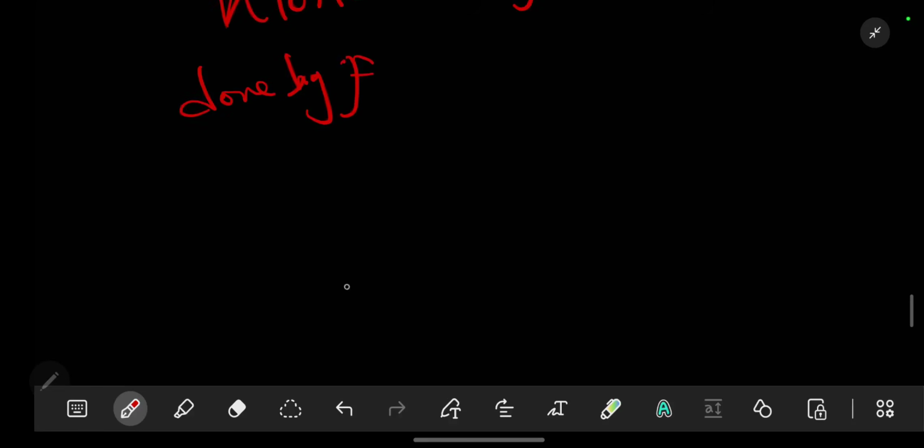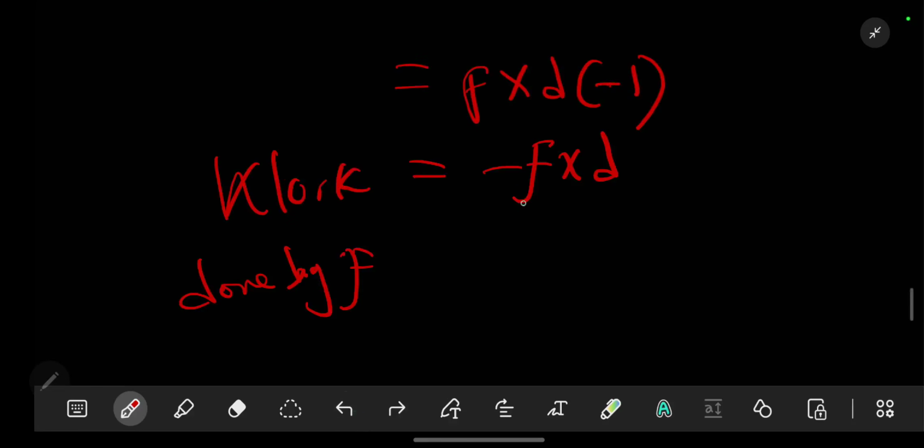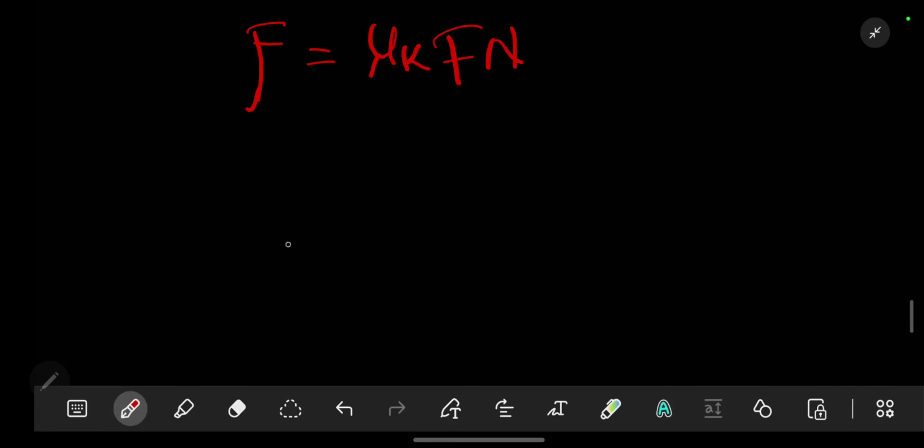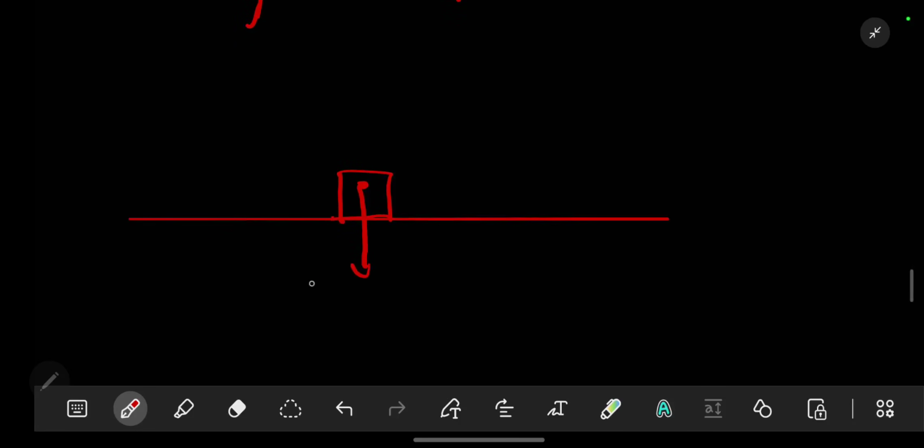Now before that, let's take the cube. First we need to find the frictional force. We know that the frictional force is equal to the coefficient of kinetic friction, since it is moving, times the normal force. Now let's look at the free body diagram of the cube. We have a downward force, which is the weight, mg.